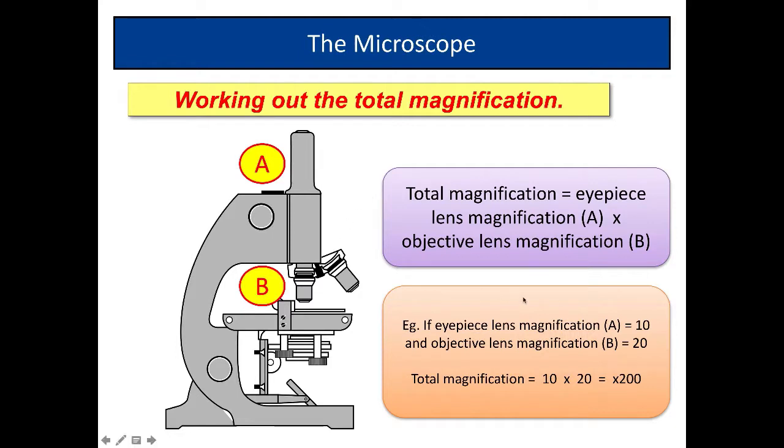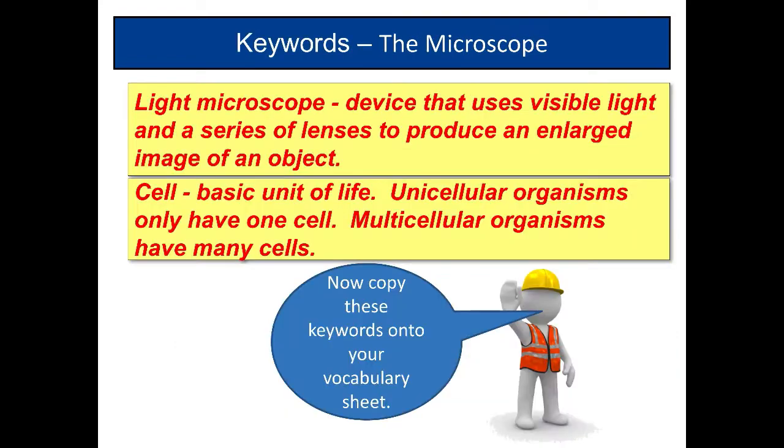So if eyepiece lens is times 10, objective lens is times 20, 10 times 20 is times 200, and that is your total magnification. You multiply the cell view by 200 times.